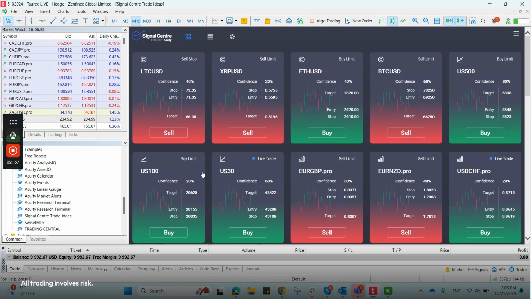So a high confidence level is around 75 to 90%. It indicates a stronger likelihood that the trade will achieve its expected outcome. This can be interpreted as a more reliable signal, suitable for traders looking for a higher probability of success.